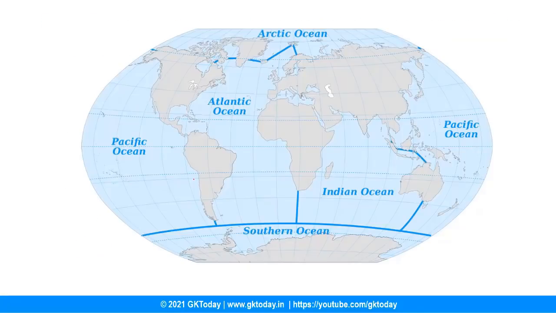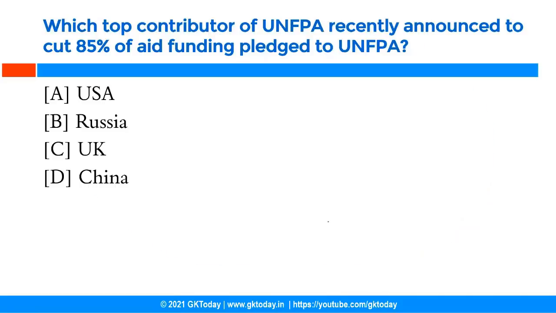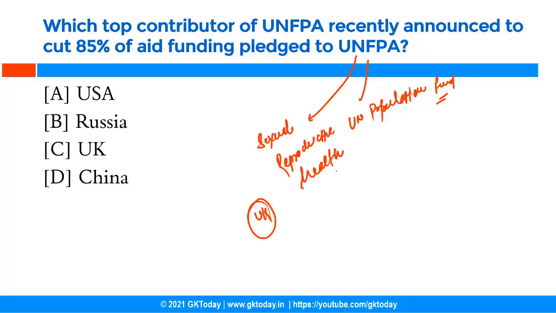So these are the major oceans of world. This is Pacific Ocean, this is Atlantic Ocean, this is Arctic Ocean, this is Indian Ocean, and this is Southern Ocean. Next question is, which top contributor of UNFPA recently announced to cut 85% of the aid funding pledged to UNFPA? So this has been announced by UK, that is United Kingdom. It has decided to cut 85% of its funding which it pledged to the United Nations Population Fund. Now please note that this UNFPA is the nodal authority of United Nations for sexual and reproductive health, and it was established in 1969.